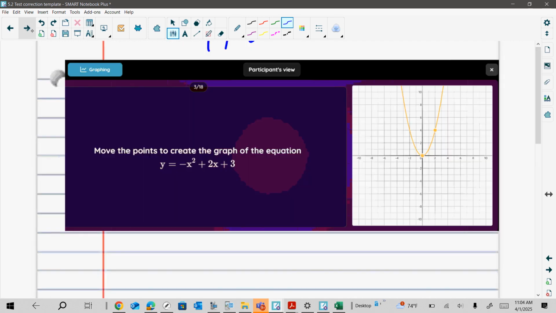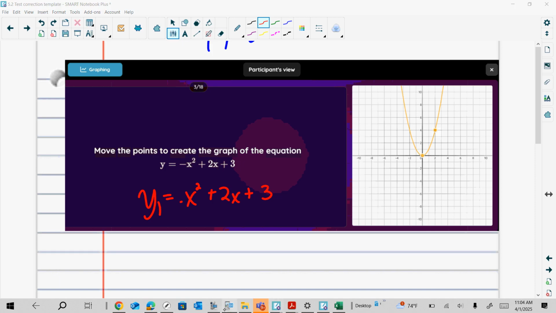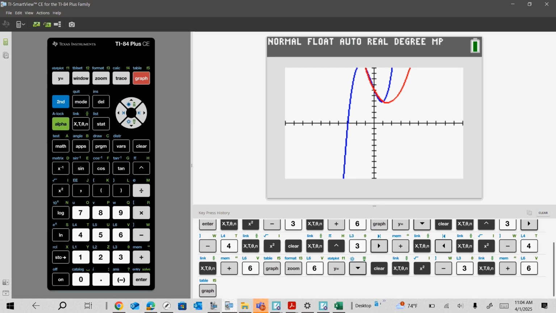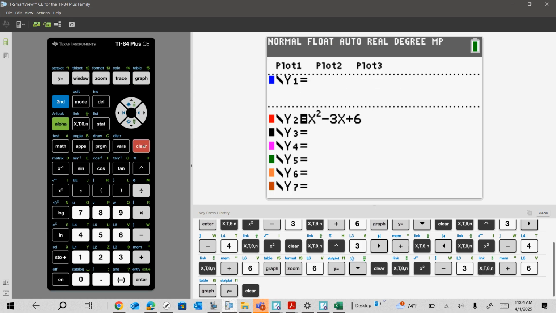Okay, and so this one, I don't know if it was because we didn't know how to drag the points right, but you could have just put this in the calculator. So I'm not sure if we're going to our y equals using that. So I'm going to clear this out.